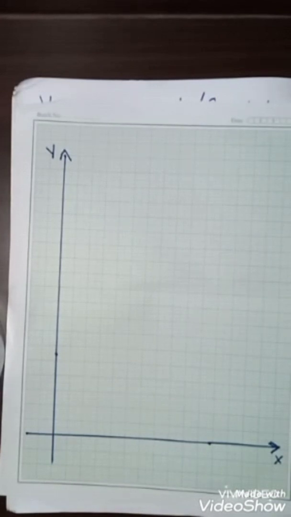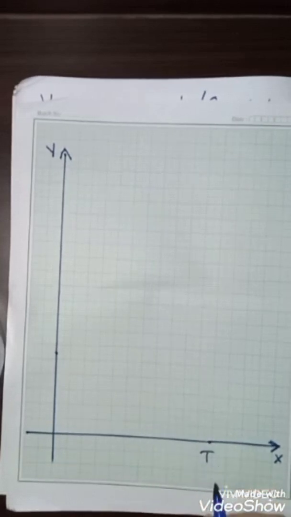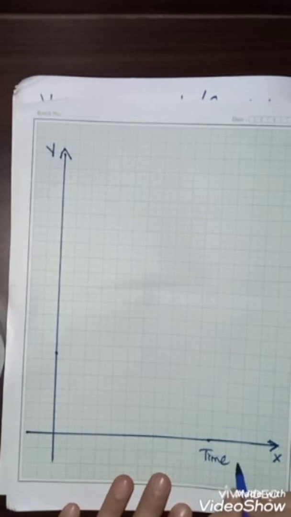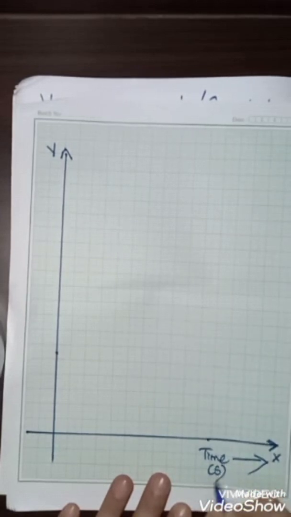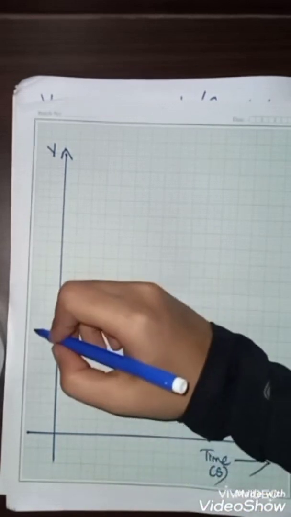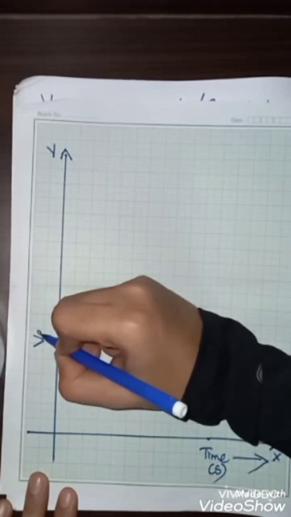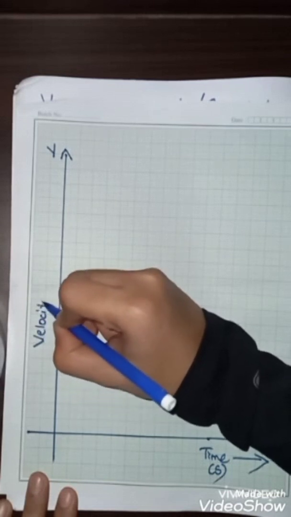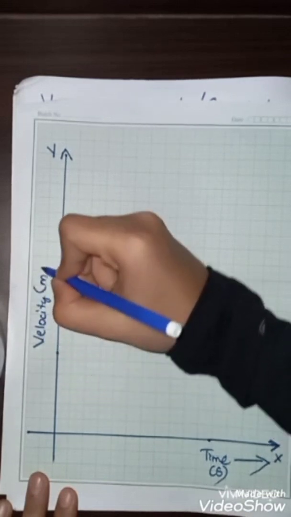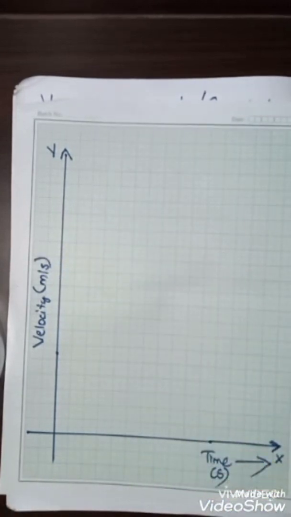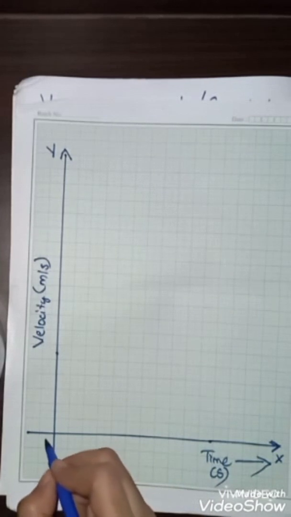For the velocity time graph, we take time on the x-axis. In the distance time graph also we take time on the x-axis, in seconds. Then the velocity is represented on the y-axis. The unit of velocity is meter per second. And the origin is here.